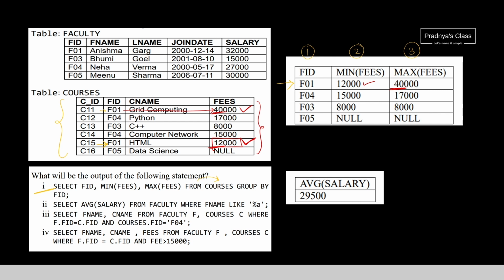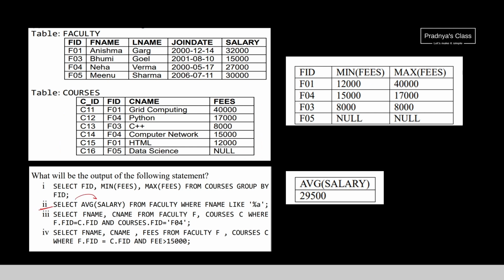The next is F04. There are two records. Minimum we could see is 15,000 and maximum is 17,000. For F03 there is only one record. So that will be minimum and the same will be maximum too. At last we have FID F05 and the fees is null. So in both the places we will be writing null. Let's erase the scribbling and moving ahead to the next query.